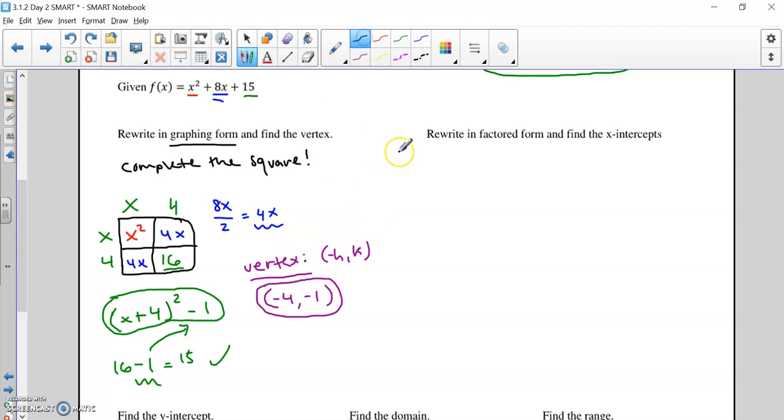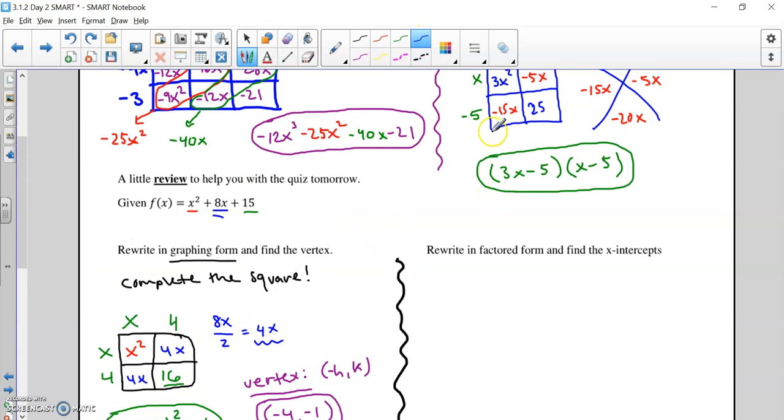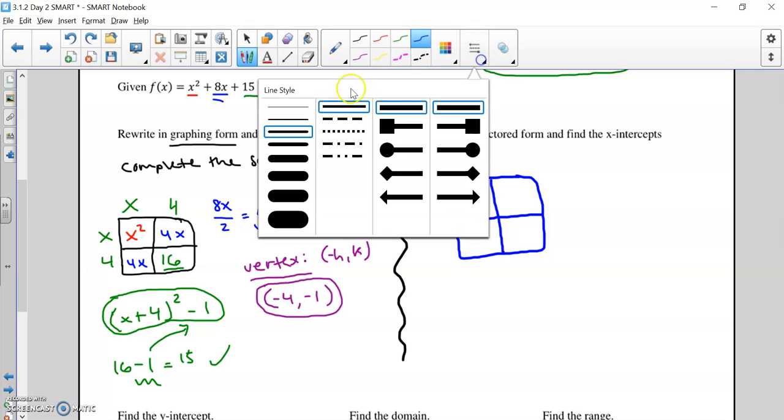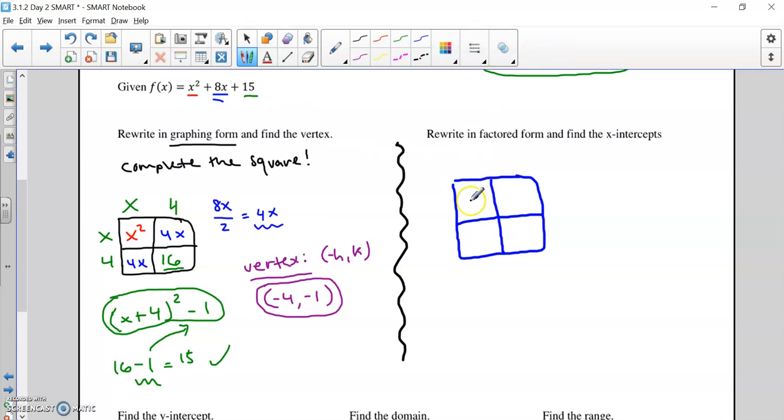All right, so factored form. Now we just get to factor this, and same exact process that we did up here. So I'm not going to go through this one too slowly. I have a 15-minute recording limit on this thing, so I gotta pick wisely.